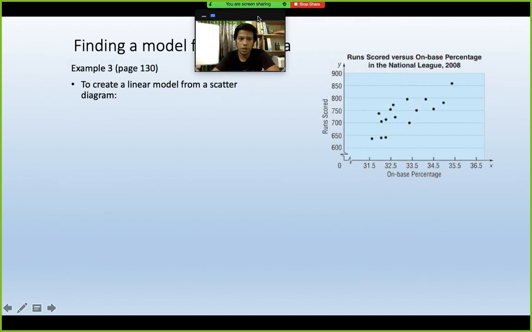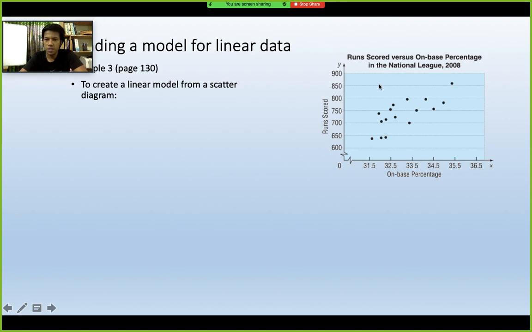So see, this is the runs scored versus on base percentage for the National League 2008. So these are some scatter diagrams, some scatter points. This point here, this point here. There is no very clear cut relationship among the points. So our main target is what? Our main target is to find out a linear equation for these given points, the equation of a straight line. We want to find the equation of a straight line.